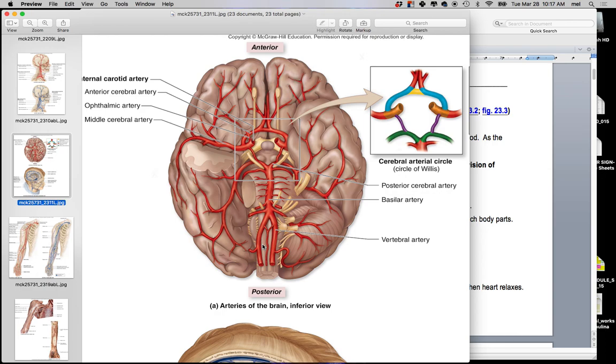Okay, so what would happen if, for instance, I had a blockage right here? Do I just lose this hemisphere of my cerebrum? No, what I do is I send the same amount of blood around this way, right?